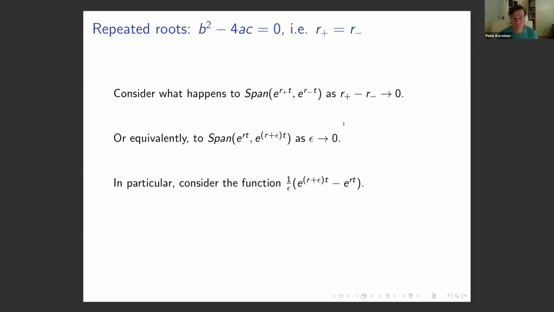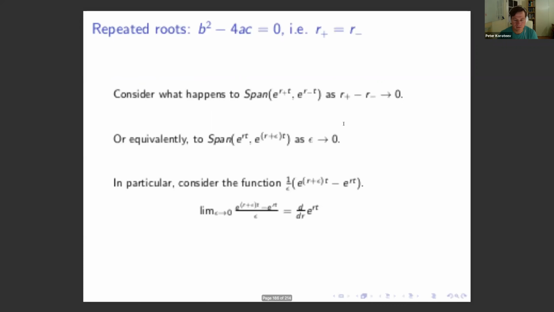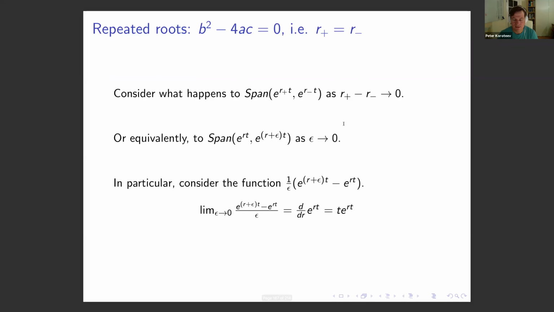So let's consider this function here: 1 over epsilon multiplied by the difference of those exponentials. Well, using rules of calculus, we can calculate this limit, which is more or less the derivative by definition. And that's equal to t times e to the rt. Right, so dependence on t pops out in front of the exponential.